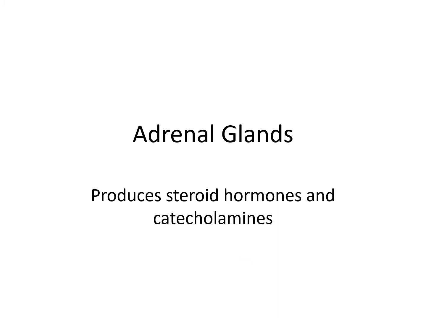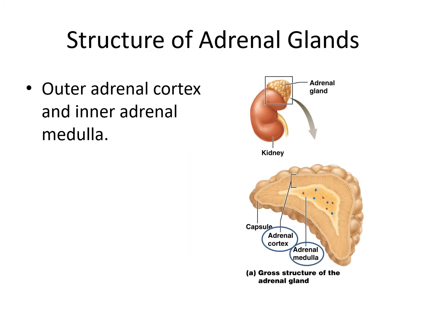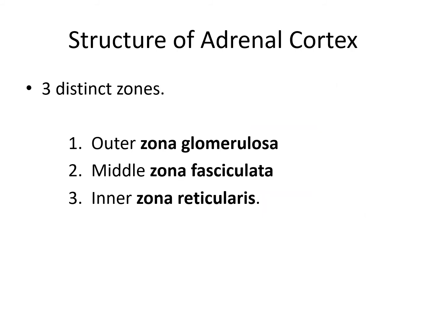Finally, we're now going to go to the adrenal glands. The adrenal glands produce steroid hormones and catecholamines. Remember, the adrenal gland sits like a little hat on top of the kidneys. The adrenal gland is composed of an inner adrenal medulla and an outer adrenal cortex, and I've labeled each one here. The adrenal cortex has three distinct zones: an outer zona glomerulosa, a middle zona fasciculata, and an inner zona reticularis.